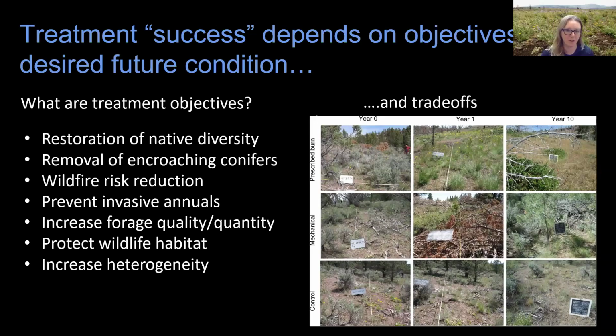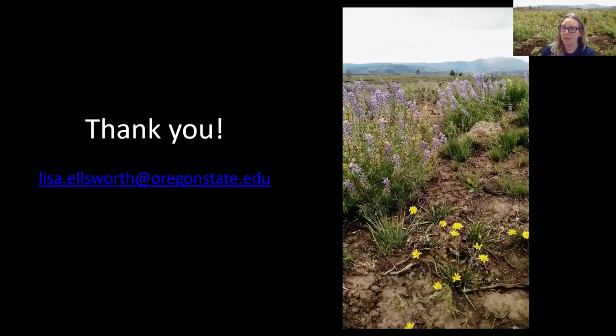But there's still a lot of undesirable juniper in the overstory. So one of you brought it up that while we may be treating to accomplish one objective, we may be inadvertently causing some other issues. So think through those objectives pretty carefully when considering the options. And with that, I'll say thank you.